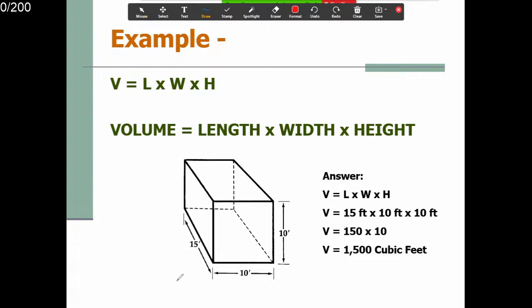So look something like this. Okay, so 15 feet long, right? 10 feet wide, and then 10 feet high. So you have 1500 cubic feet. Okay, 15 times 10 times 10. So what about meters? Right, meter you have to divide it by 100. So this will equal to 15 cubic meters, roughly.